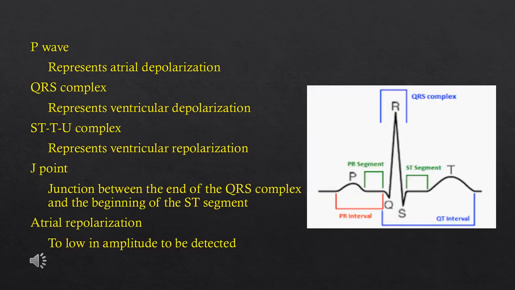These are the graphic representation of your ECG, in which the P wave represents atrial depolarization, the QRS complex represents ventricular depolarization, the ST-T-U complex represents ventricular repolarization, and the J point is the junction between the end of the QRS complex and the beginning of the ST segment. The atrial repolarization, which is low in amplitude, is usually not detected and is obscured by the QRS complex.